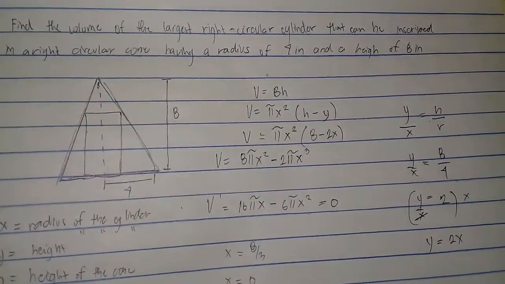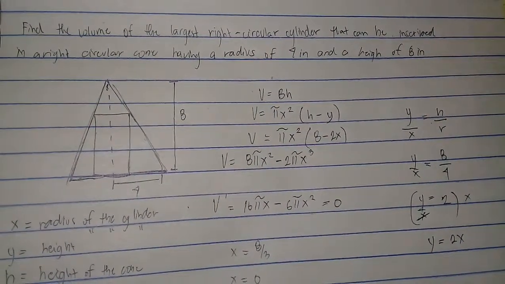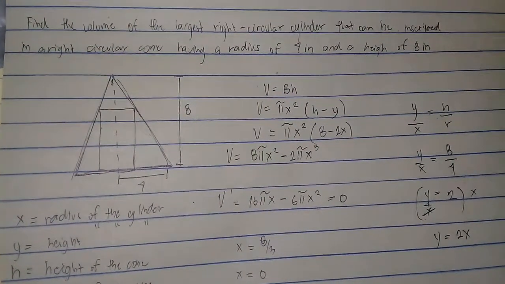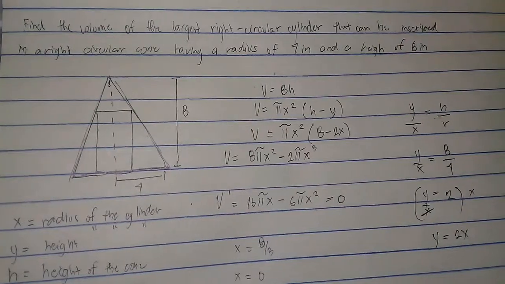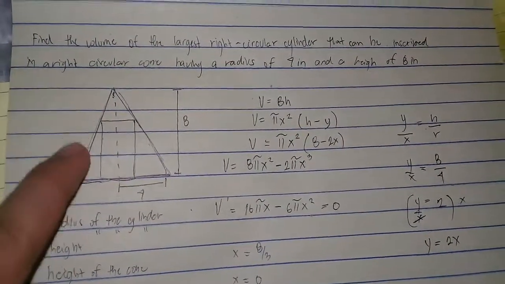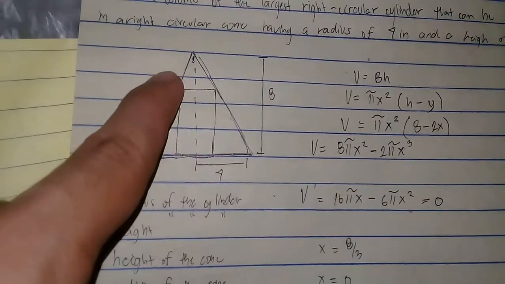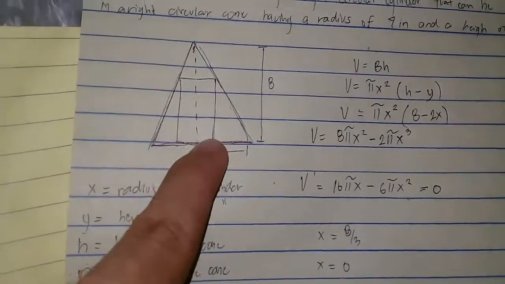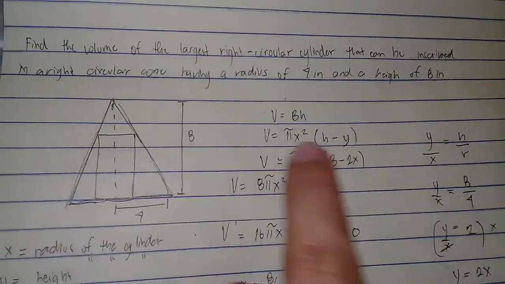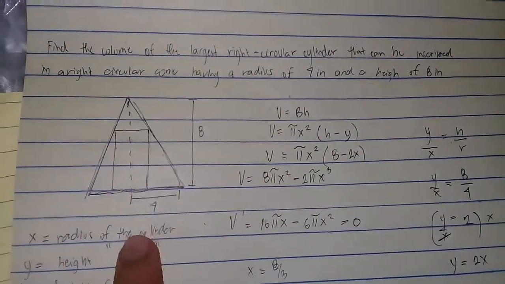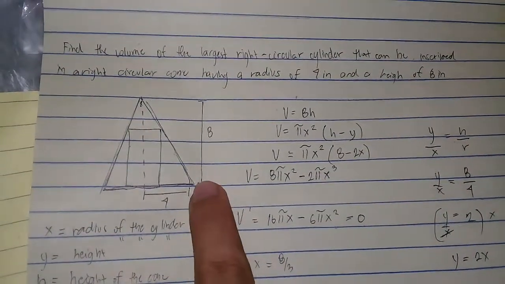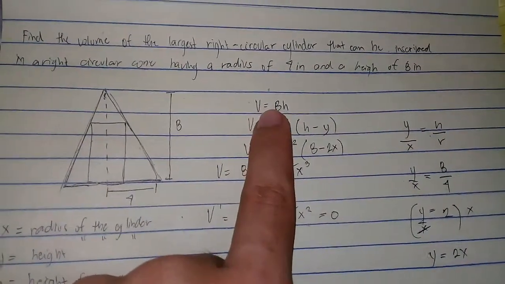We have a worded problem here, which is: find the volume of the largest right circular cylinder that can be inscribed in a right circular cone having a radius of 4 inches and a height of 8 inches. In this worded problem, the figure looks like this. The inside is the cylinder and the triangle is the cone. It's stated that the radius of the cone is 4 inches and the height of the cone is 8 inches.